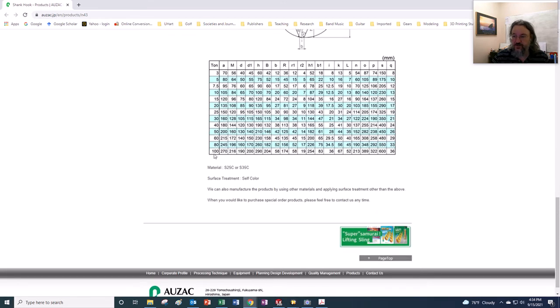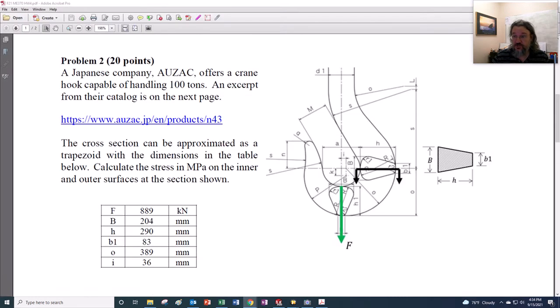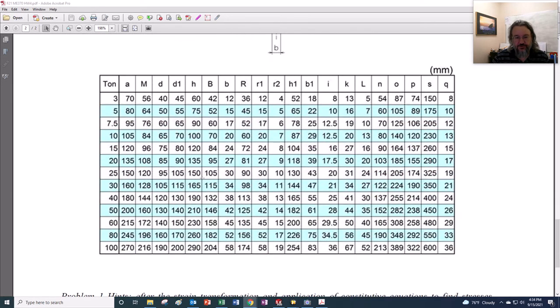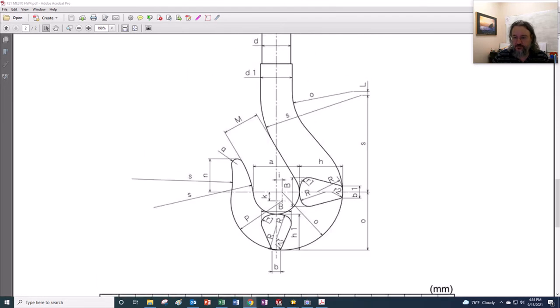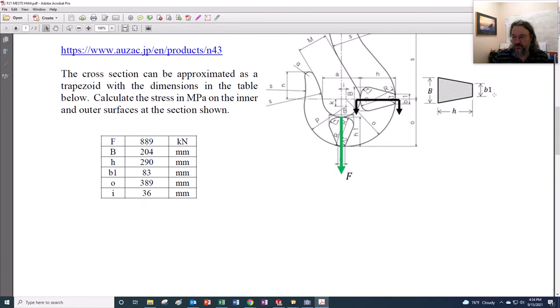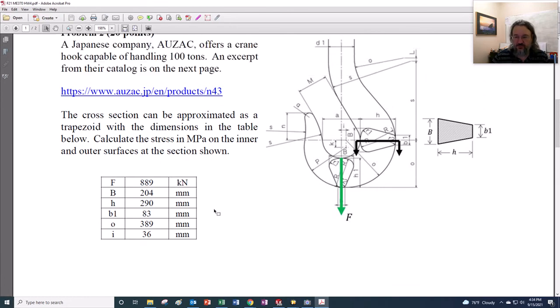I decided to go with the 100-ton. I just want to see what kind of stresses we are going to get on this 100-ton. So I included that little figure here in your homework so you could see these different parameters. But we're going to assume this is like a trapezoid, right? It's an okay assumption. It's decent. At least we have the information in the book, right? So we have B, B1, and H to define this.